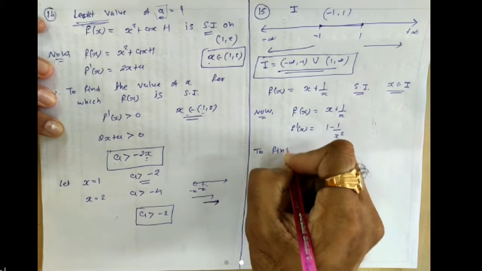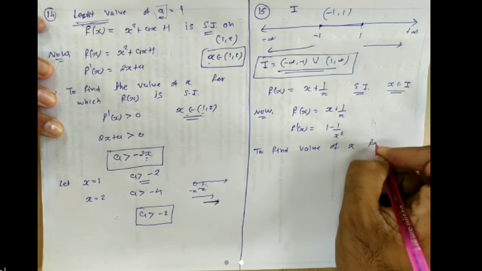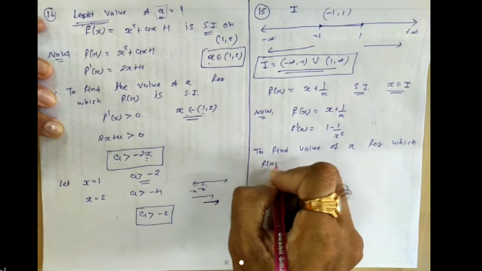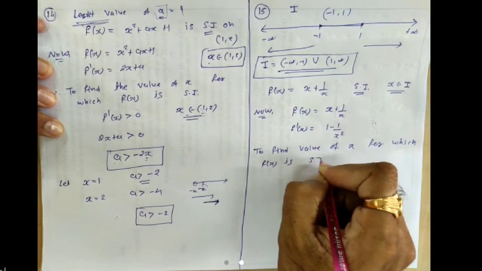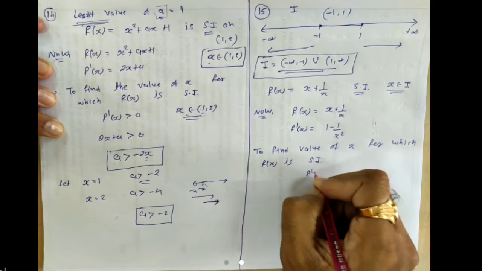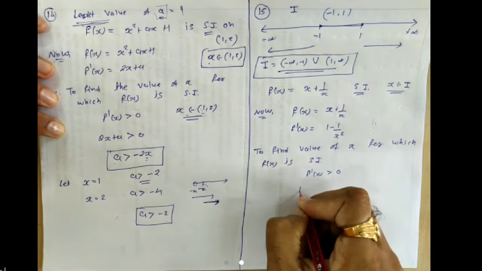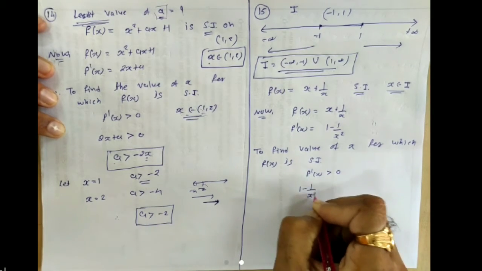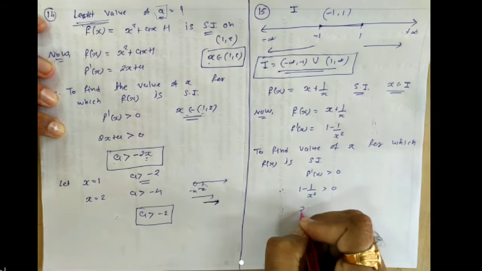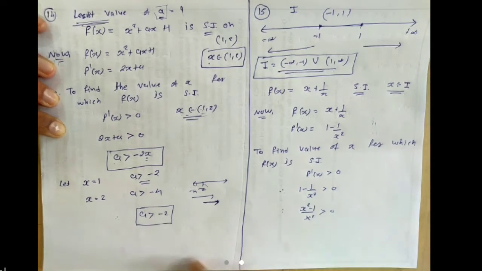Now, to find the value of x for which our given function f of x is a strictly increasing function, the condition is f dash x must be greater than 0, or f dash x, which is 1 minus 1 upon x square, is greater than 0. Done? So what will this be? This will be x square minus 1 upon x square greater than 0.